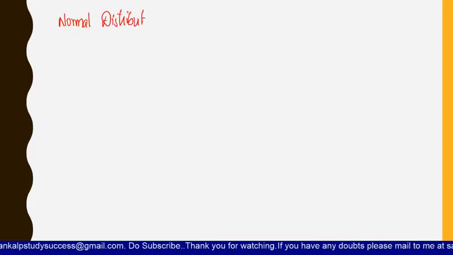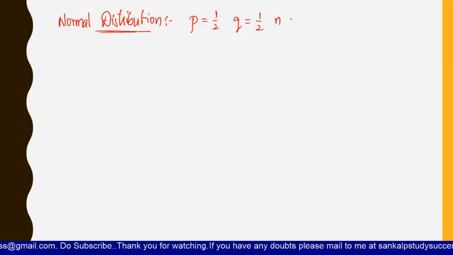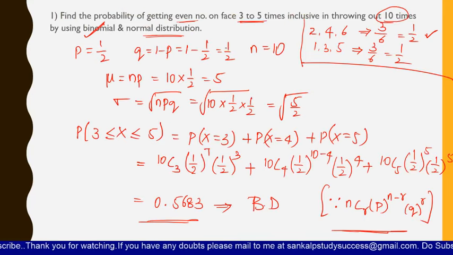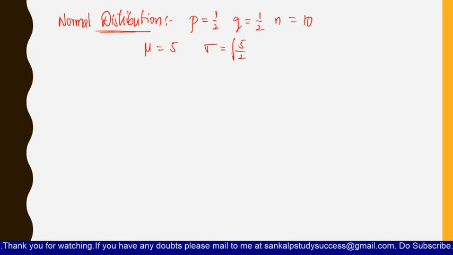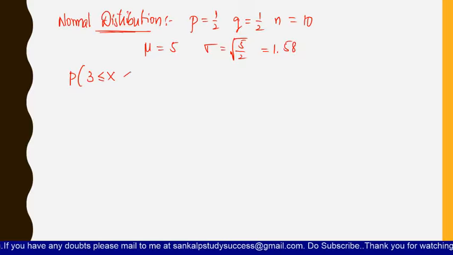So this is normal distribution. We are solving it using normal distribution. So we are having the values of p as 1 by 2 and q as 1 by 2, and n value is 10, right? We have already found mu and sigma before. Mu is equal to 5 and sigma is equal to square root 5 by 2. So the value of square root 5 by 2 is nothing but 1.58. So here our probability lies between 3 and 5.